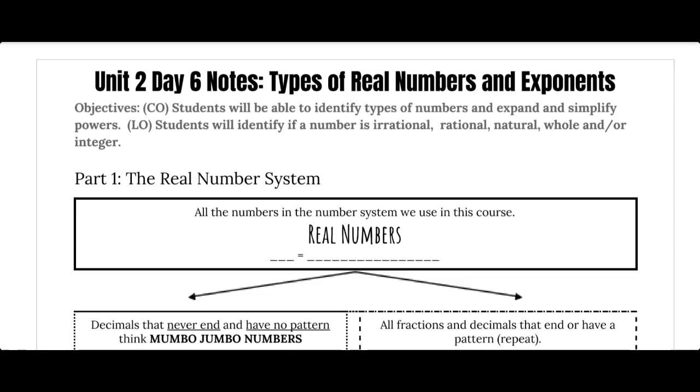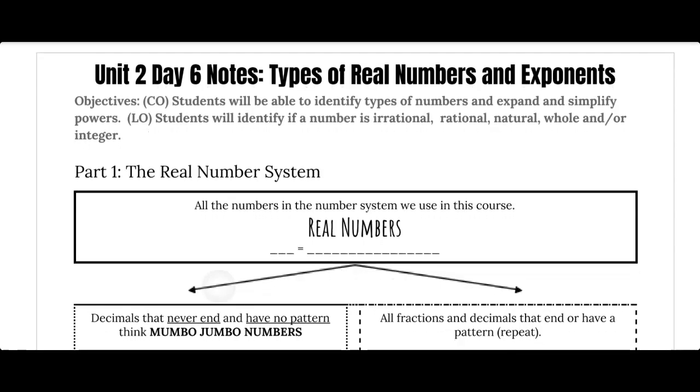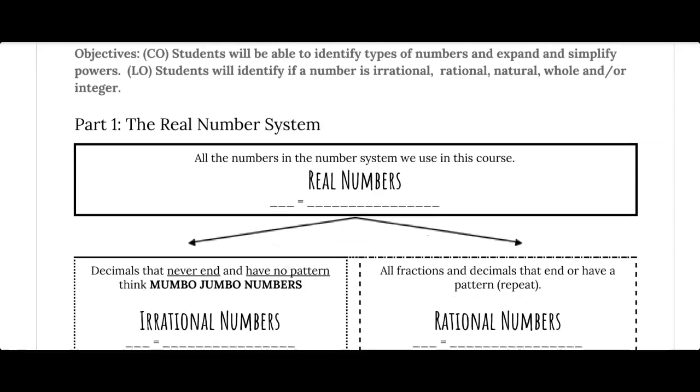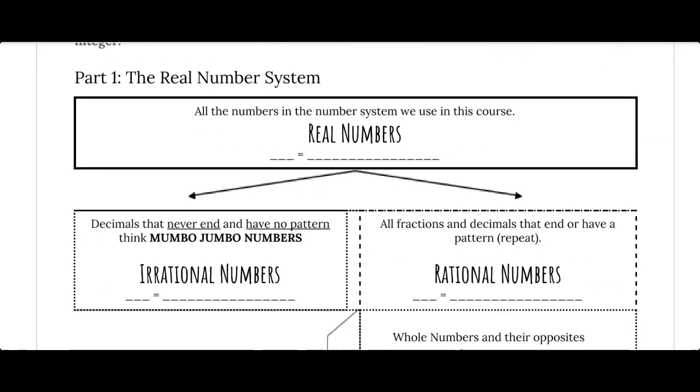So this is your asynchronous day. So I'm going to go through the notes that you need to fill out, and then I will go through what your practice is for the day. So the objectives today are that you will be able to identify types of numbers and expand and simplify powers. So you will identify if a number is irrational, rational, natural, whole, and or an integer, and then you'll write exponents in words. So part one is the real number system.